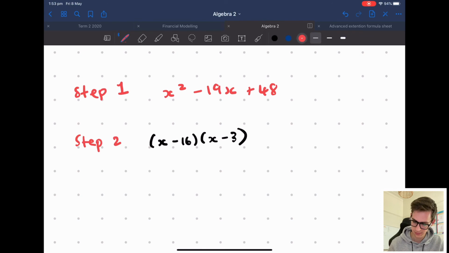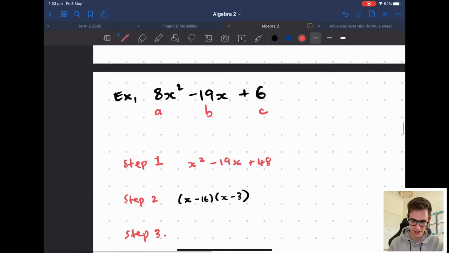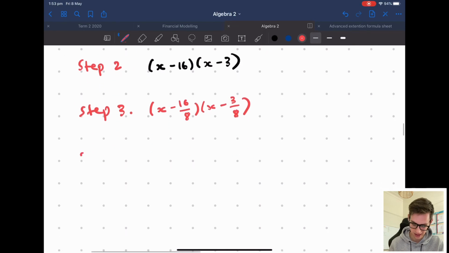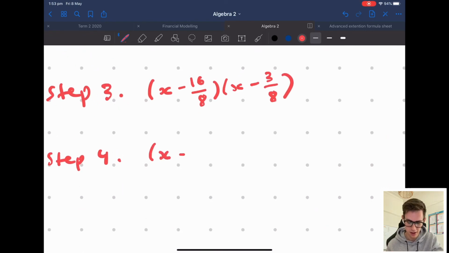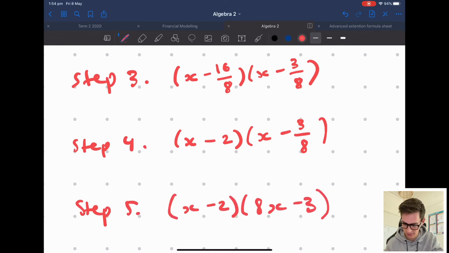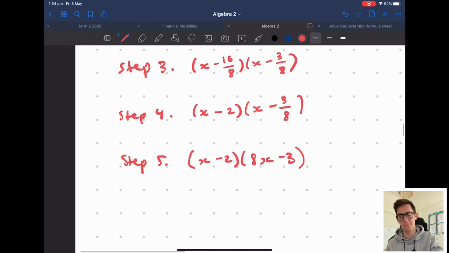Okay. Next step. I actually have to look this up because I've already forgotten. Then we need to divide by the A, which was 8 in this case. So it's going to be x minus 16 on 8 and x minus 3 on 8. And you could just jump straight to the answer here too. You could do the simplifying and then the sliding in one go, because I'm just going to simplify the fraction that can be. And then the next step is just to bring that 8 up so it's with the x. Just like that. Okay, cool.